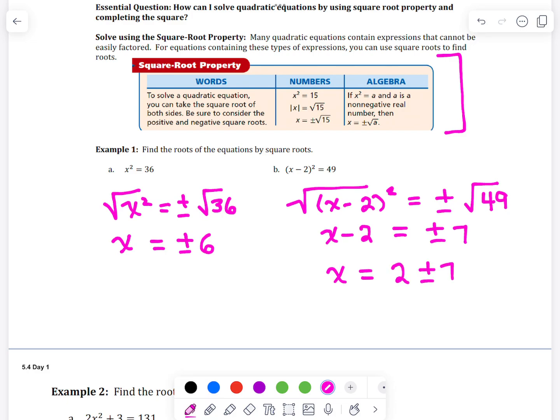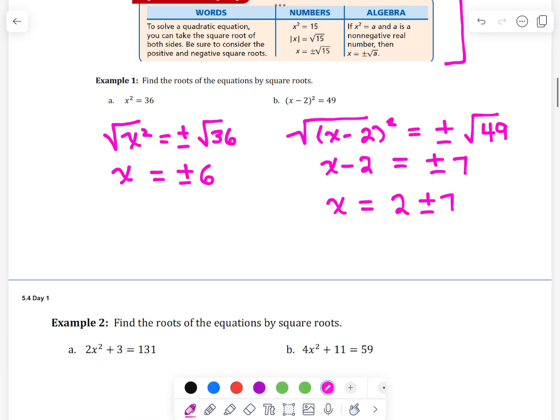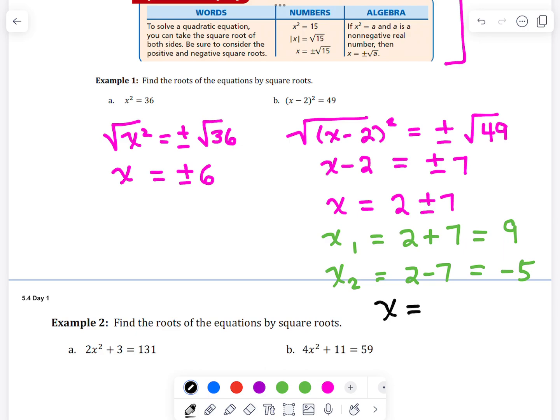Now we're going to have two solutions. So I'm going to say my first solution is when I add 7 to both sides, giving us 9. The second solution is when I subtract 7 from both sides, giving us negative 5. So our two answers are negative 5 and positive 9.